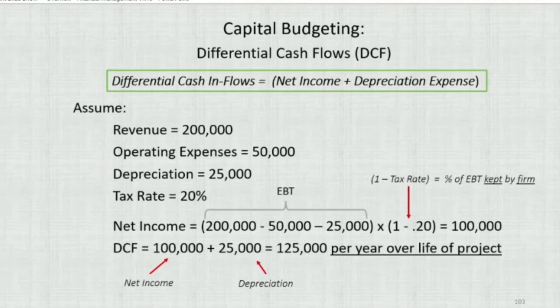income of $100,000. Then to get DCF, we need to take net income and add in that non-cash item, depreciation, and so we get $125,000 per year. And this is for differential cash flows. It's not a one-time cash flow. It's year after year after year for the life of the project. So if the project lasts 20 years, it's 20 years of $125,000 per year.